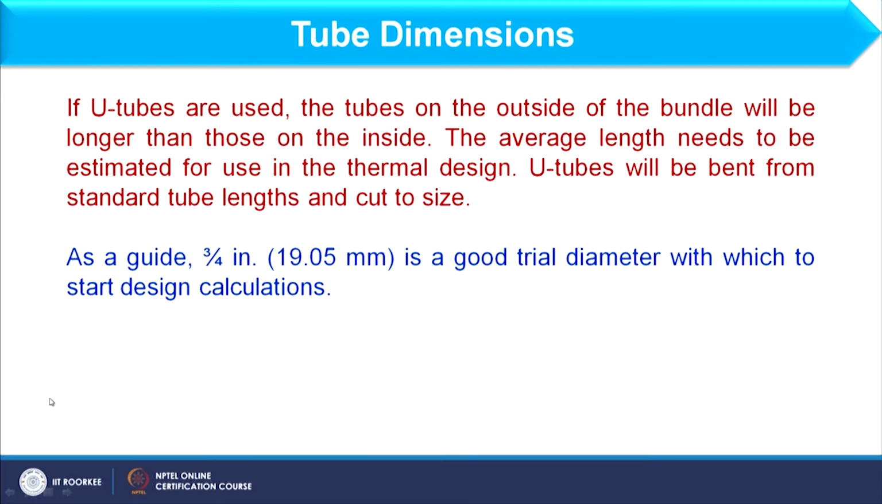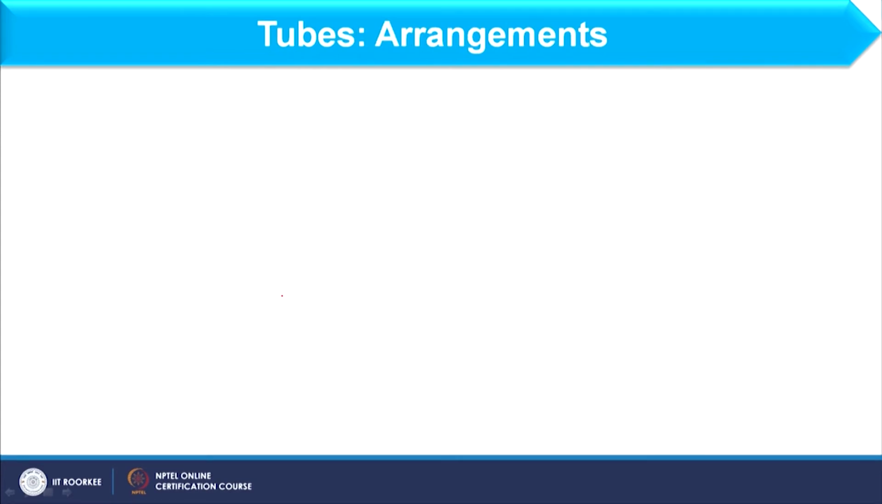So, as a guide, 3 by 4 inches, that is 19.05 mm is a good trial diameter with which we can start the design calculations. So, which we have already discussed that it will fall in 3 by 4 inches. So, that you can choose as a starting value. Now, next we will discuss the tube arrangement, how tubes are arranged.